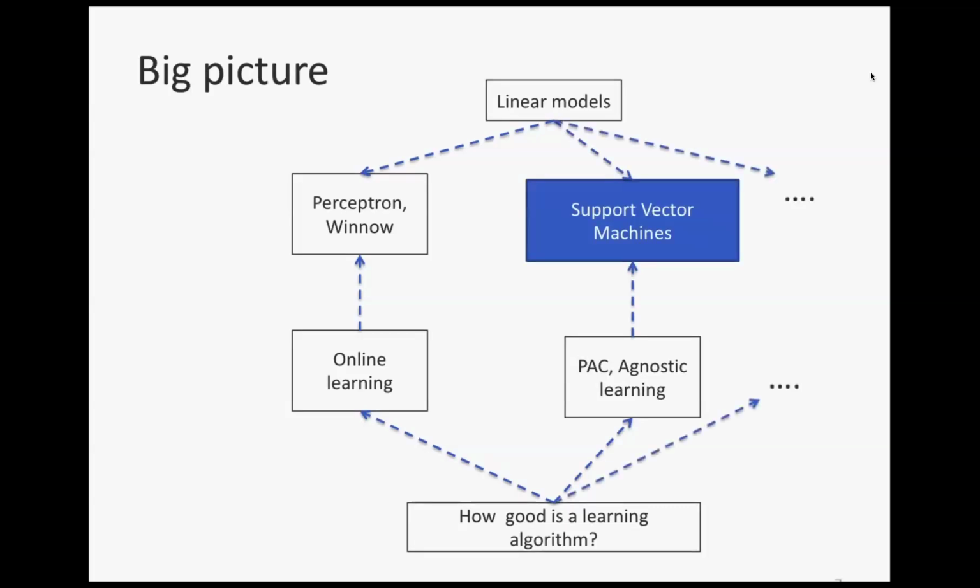Eventually, there are other ways of answering that question. One more way to answer this question, which we'll look at later in the semester, is a probabilistic perspective, the Bayesian perspective. And applying the Bayesian perspective to linear models gives you a learning algorithm called logistic regression. And we'll talk about that, hopefully not too long from now.